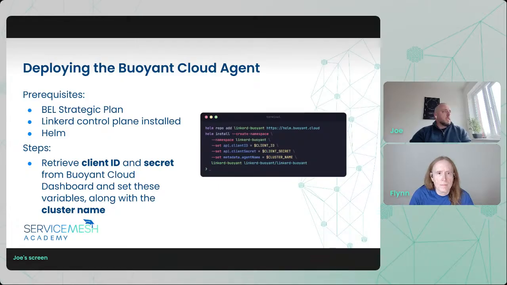So just a quick slide on what this might look like in terms of deploying the agent. The prerequisites are an enterprise strategic plan. You also need the Linkerd control plane installed, and then if you're deploying via Helm, you would need Helm. Of course, you can vendor the templates and create your own deployment approach, but it's not often that I see that. It's extreme circumstances.